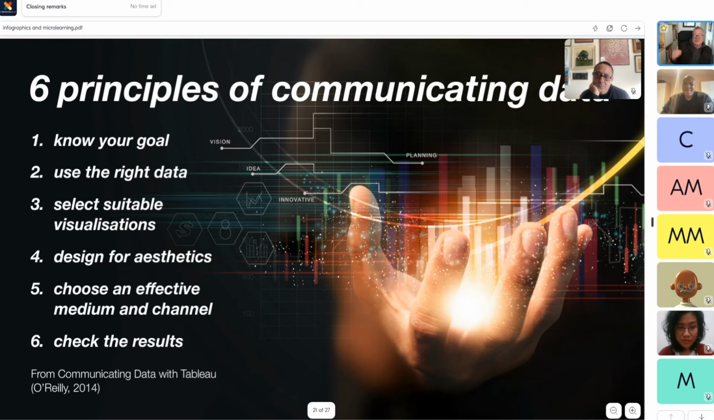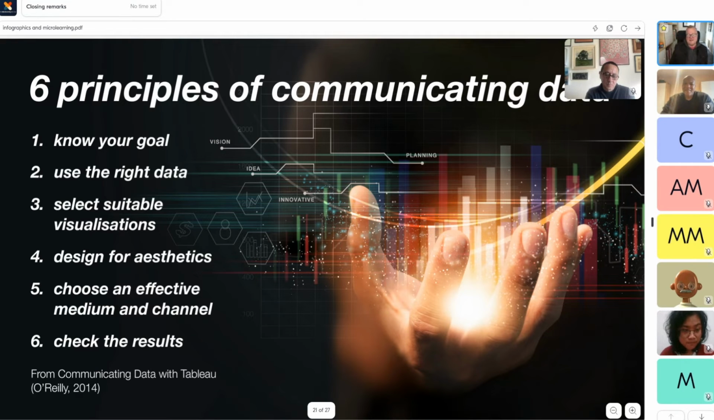The next thing is you need to choose an effective medium and channel. So at the moment I'm talking with slides, so I can do that, and you can put graphs on slides and things like that. But if your learners are using mobile phones, you need to think about the right size of graph within that medium. So you have to be mindful of what medium and channel you're using. Is it animated? Is it print? Is it social media?